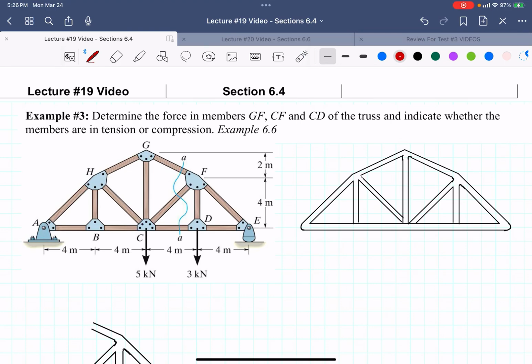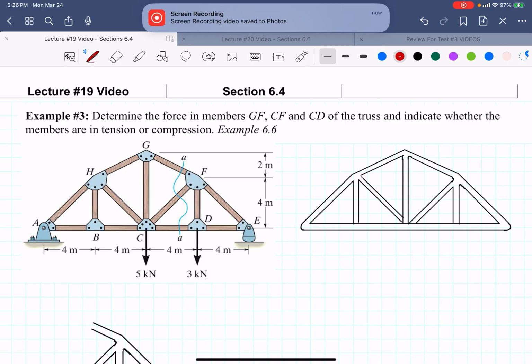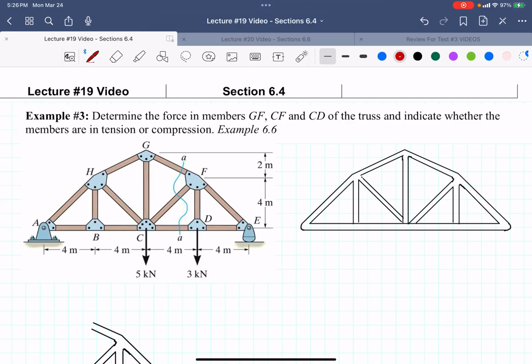So this is a continuation of lecture number 19's notes for section 6.4. This is example number 3. And as you can see, we are going to have to take a cut and solve for the reaction forces, because it is asking me for GF, CF, and CD.